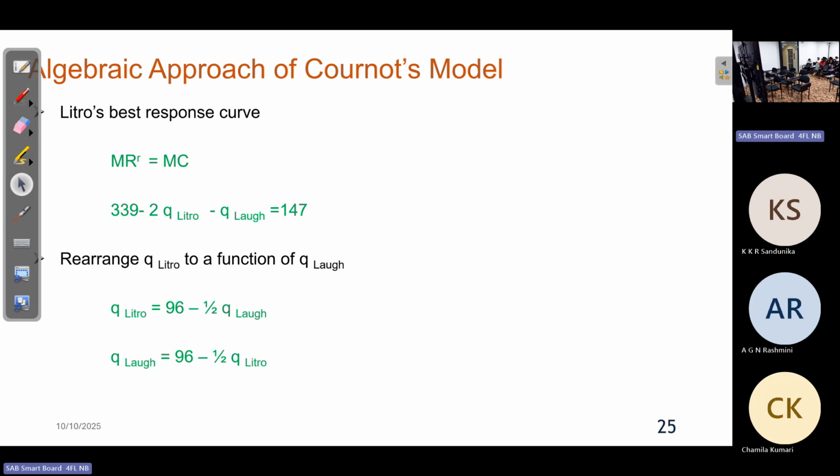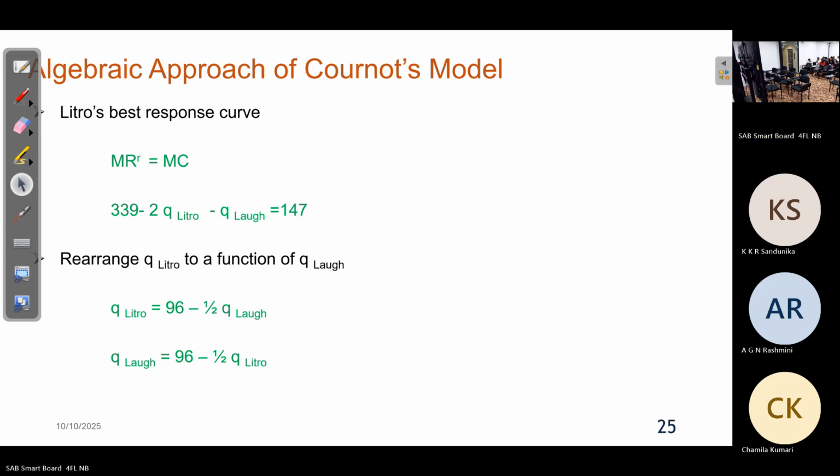So Q1 equals 96 minus half Q2. That means firm 1's quantity depends on whatever amount firm 2 is producing. Understood? So we are doing the same thing for firm 2 as well.